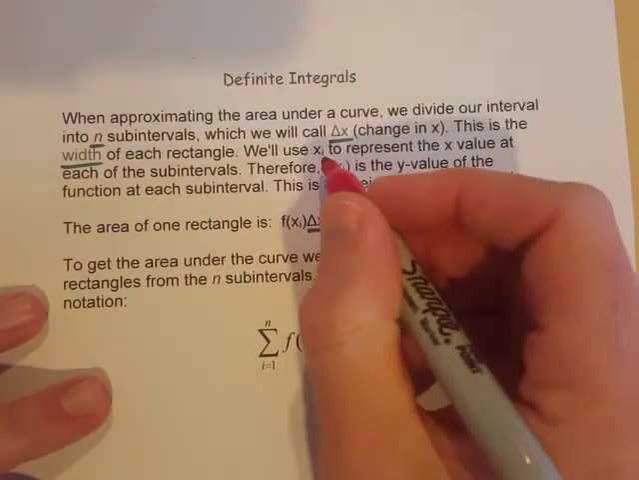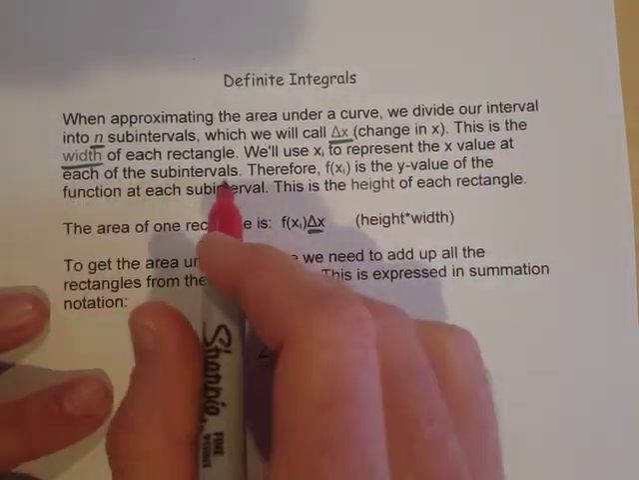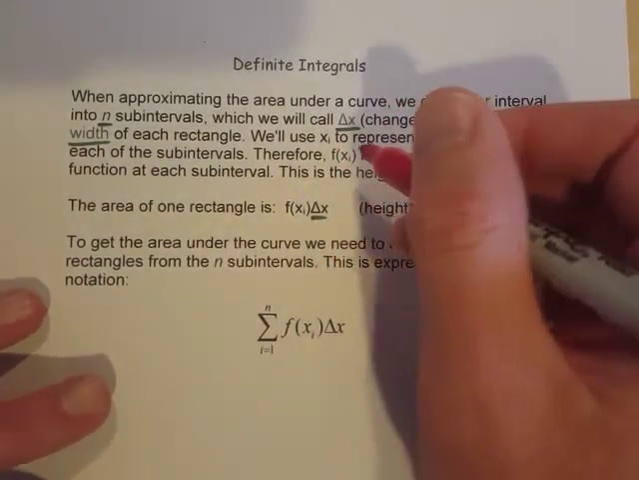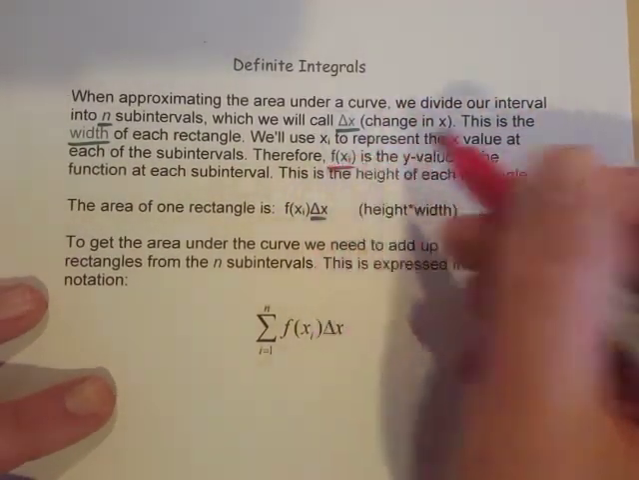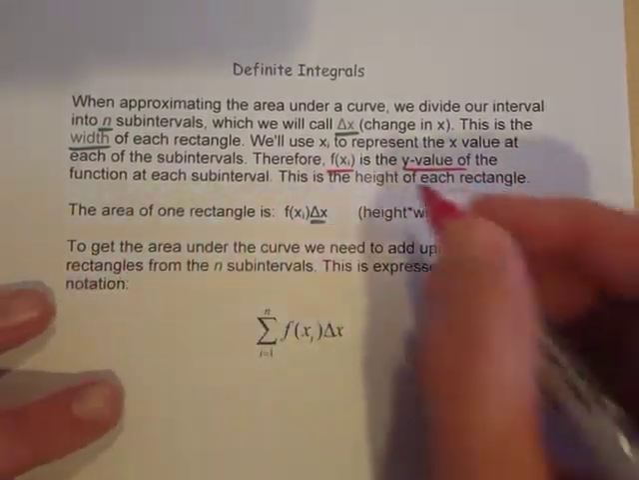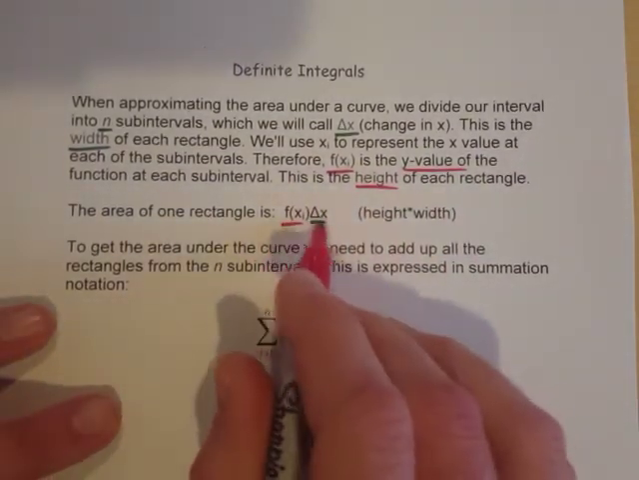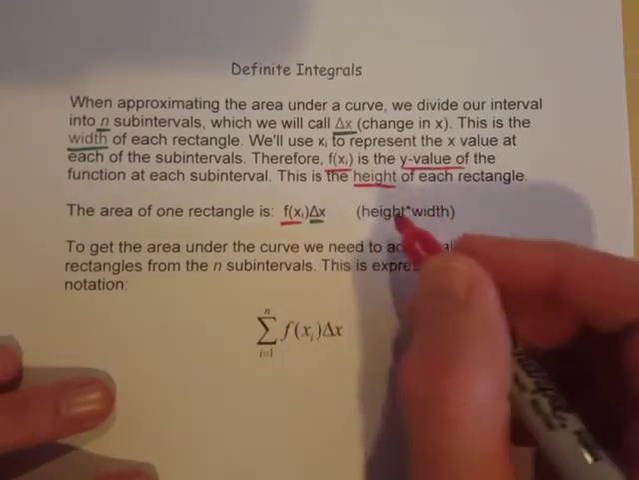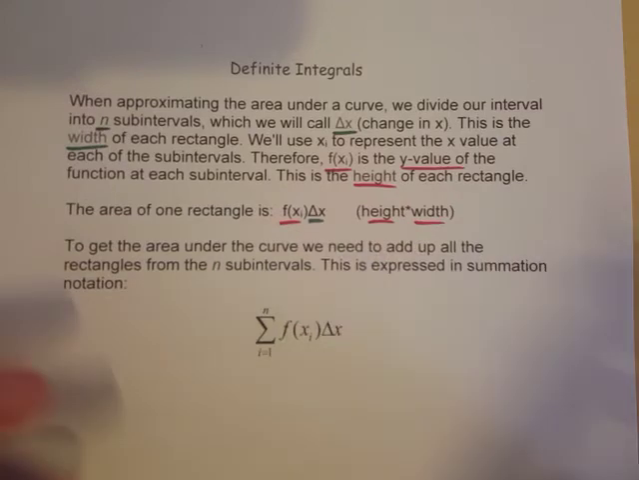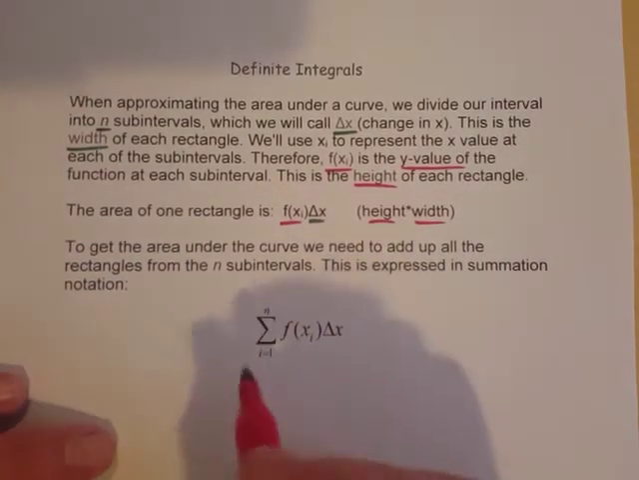Then we're going to use the x value where we're at to represent the x value at each subinterval. When you plug that x value into the function, that gives you a value. So this f of x sub i is going to be the y value of the function, like the height of the rectangle. That's right here, this f of x sub i times delta x. This is like the height times the width of a rectangle, and height times width is going to give us area. We're looking for the area of all those little rectangles in these problems.